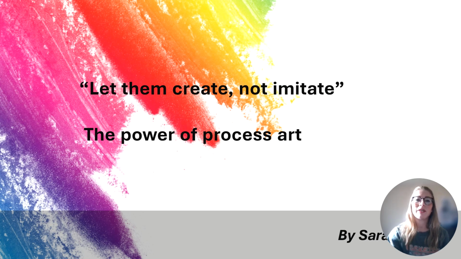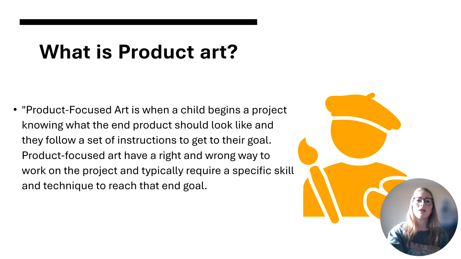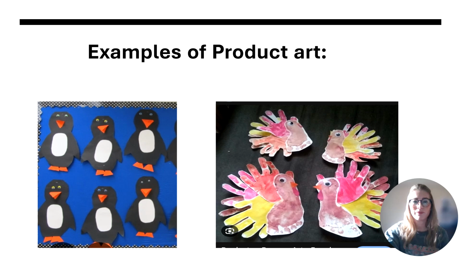First, let's start with the blank canvas and talk about what each type of art means. Product art, in simple terms, is a project or a piece of art that has an end result. And I will show you an example here. Here are two examples of product art, and obviously you can tell there was an end result and what the end result exactly was.